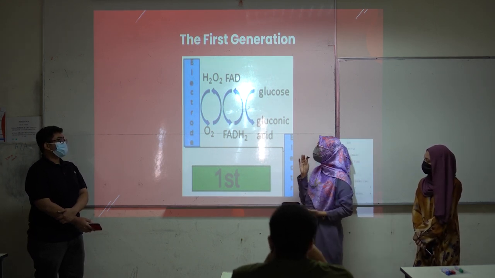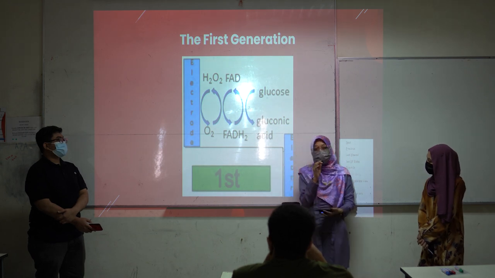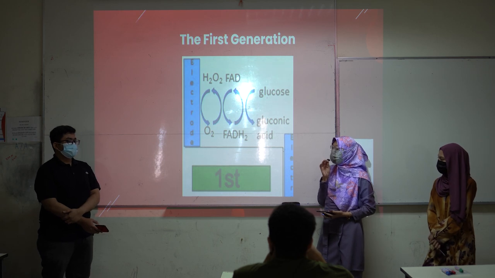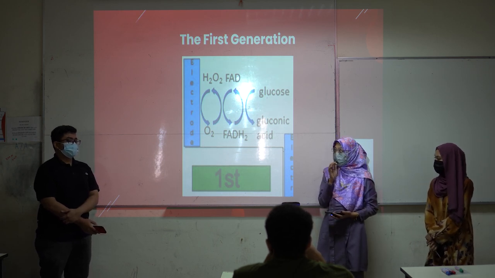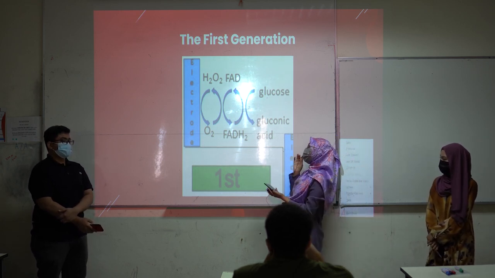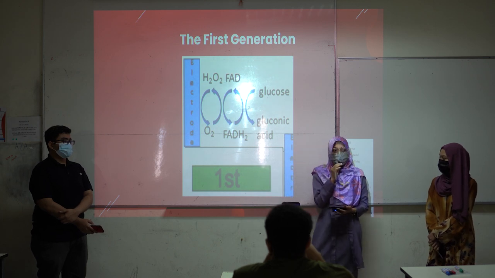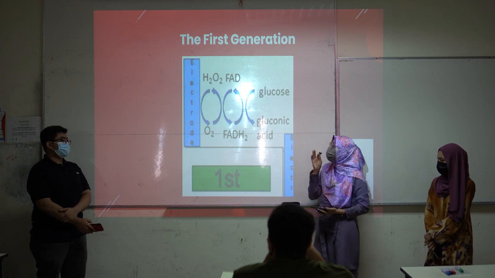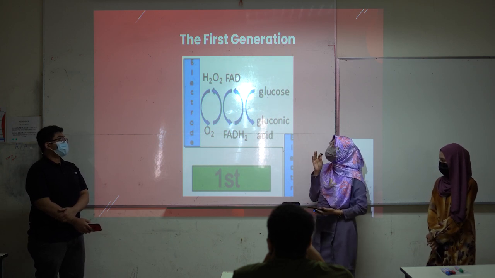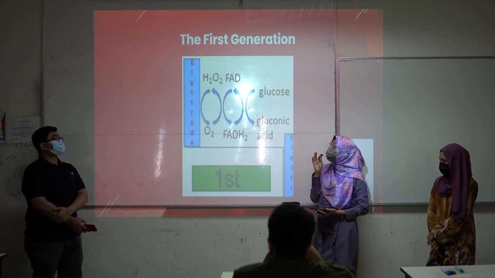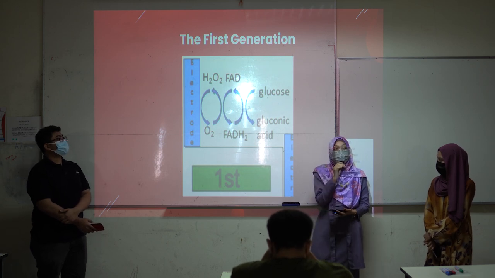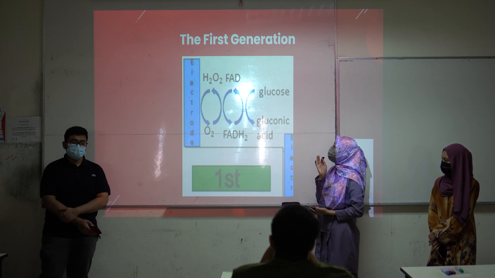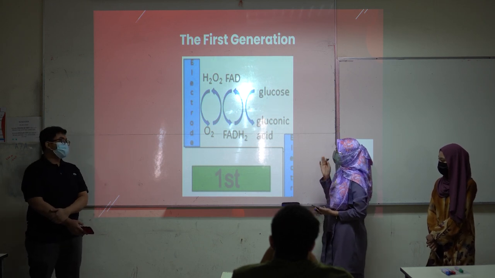The first problem is that the electrode, as said by Safwan, is very expensive. It's platinum, so it's exclusively used in the clinical laboratory setting. The second one is oxygen deficiency, because there's a limited amount of soluble oxygen in our blood. And then the hydrogen peroxide causes deactivation of the glucose oxidase enzyme. Right, so this needs improvement, which is seen in the second generation.